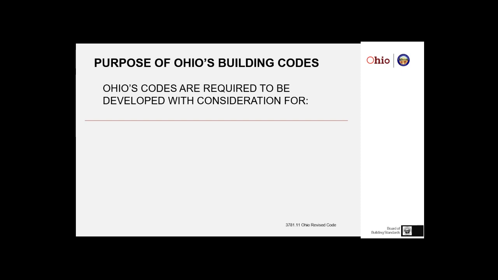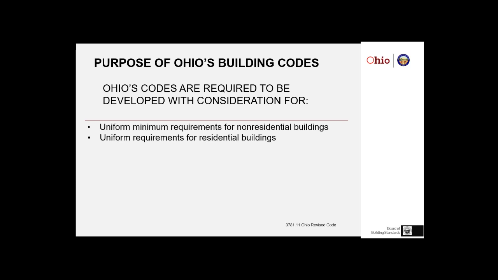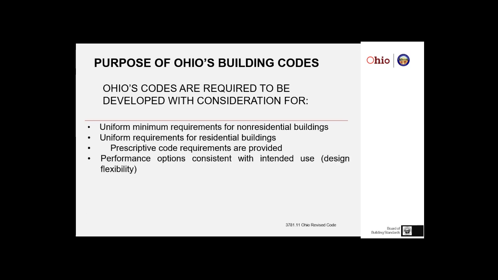Now, the purpose of Ohio's building codes is laid out in the revised code section 3781.11. The non-residential building code, or the commercial building code as we usually call it, is intended to be a uniform minimum code. The residential code, on the other hand, is intended to be a uniform code. Now, the residential code is a little bit different than the commercial code. It has more prescriptive requirements than does the commercial code. The commercial code, while it does have several prescriptive requirements, also has performance options. And this allows for more design flexibility.